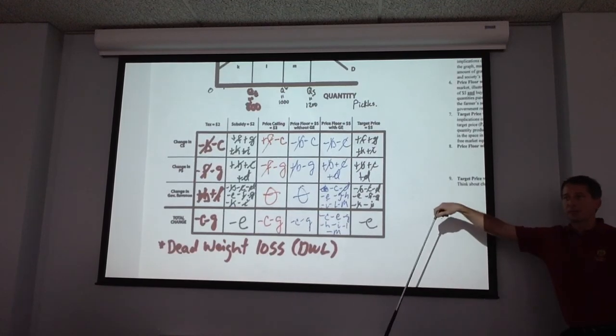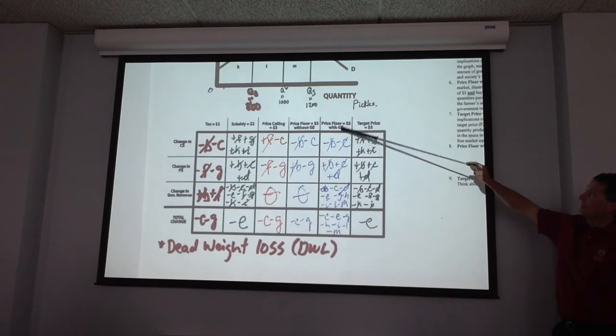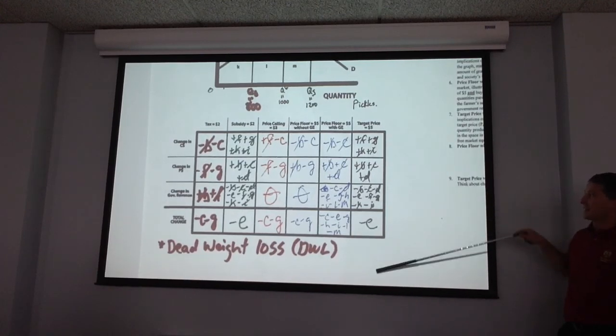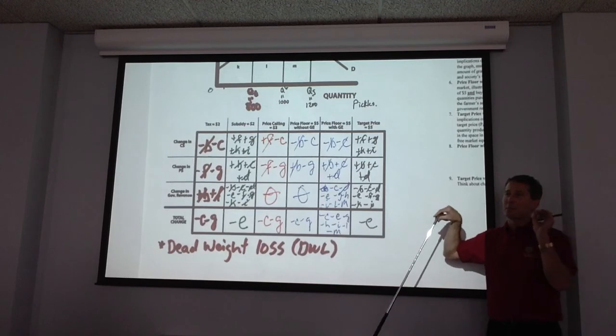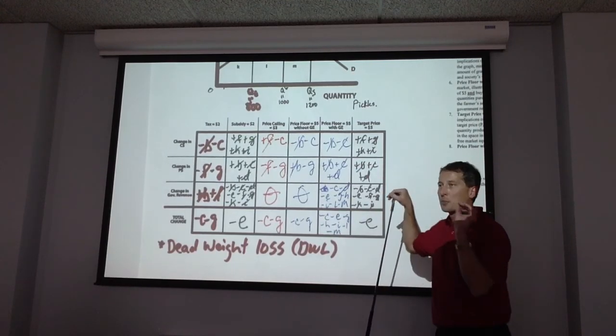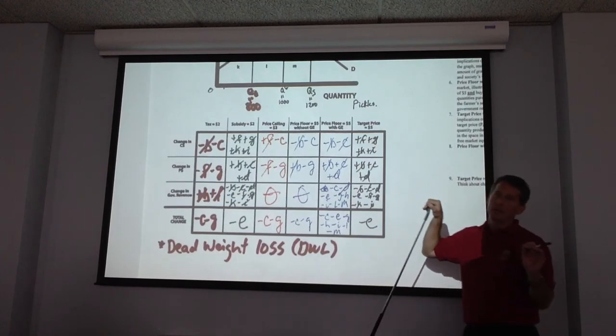Which one's better? Which one's a better policy? Between which columns? These last two. The one on the right. How do you know that, though? If you had to prove it to a legislator, how are we using economics to prove that it's better?